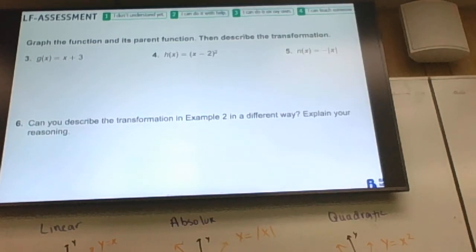Just take them one at a time. Don't feel like you have to set them all up right now. This is number 3 because it's the same examples as Friday.